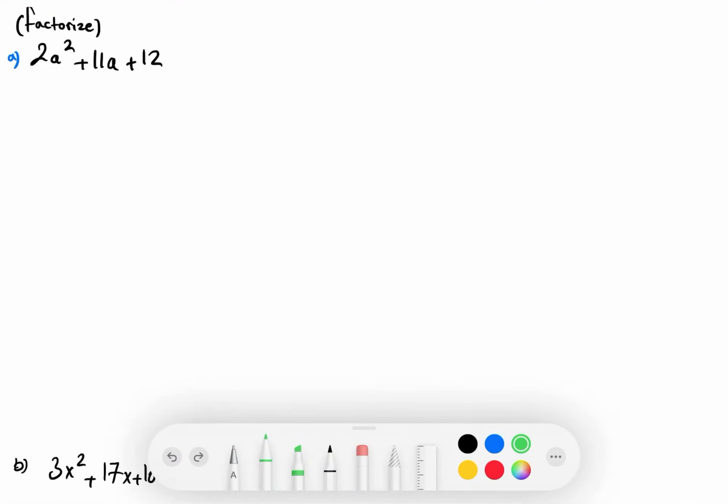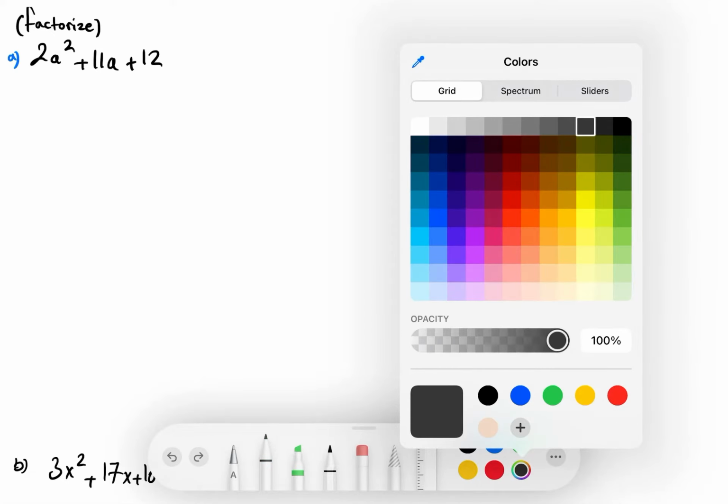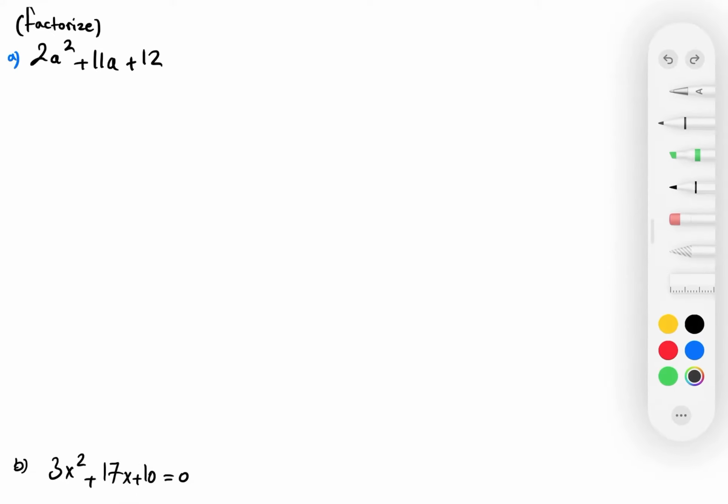Today we're going to take a look at factorizing some of the more difficult quadratics that we are going to face. When it comes to quadratics like this, where the leading coefficient is not equal to 1, as you can see, how do we deal with these?